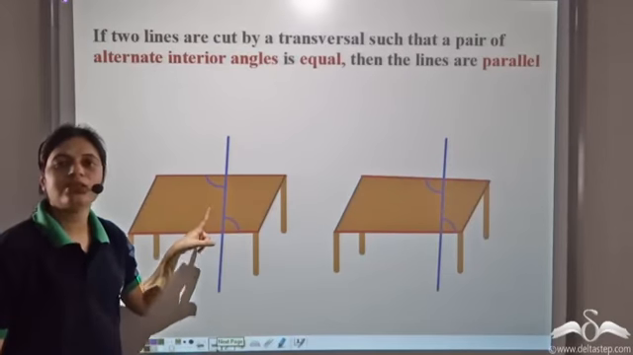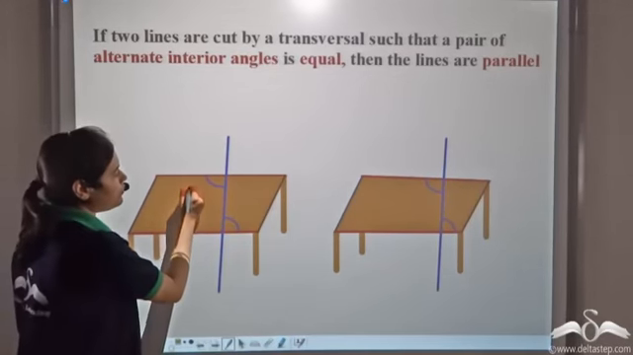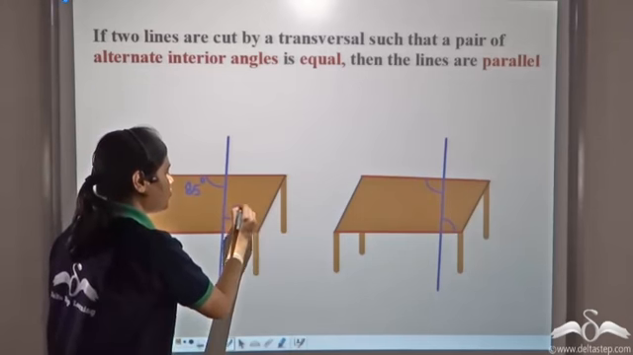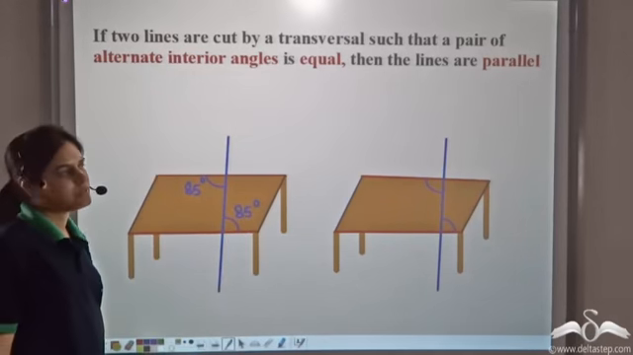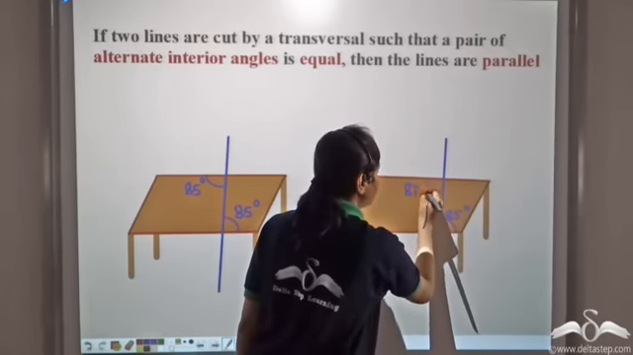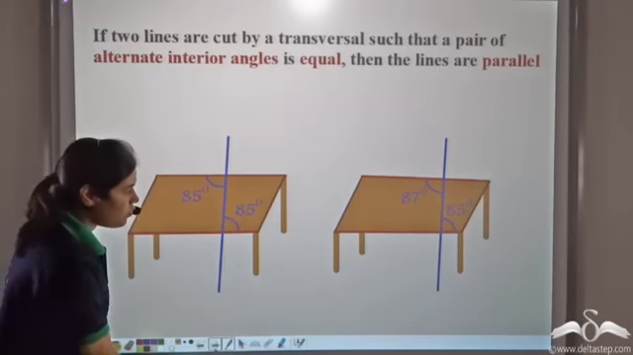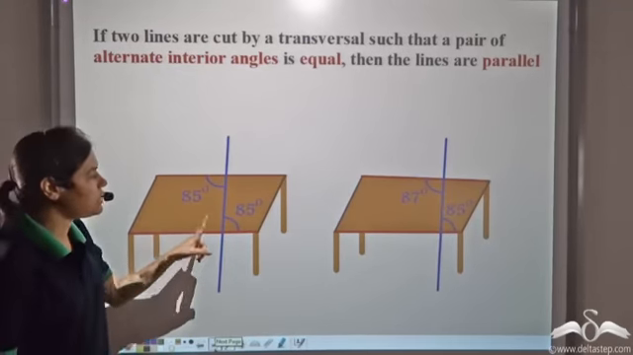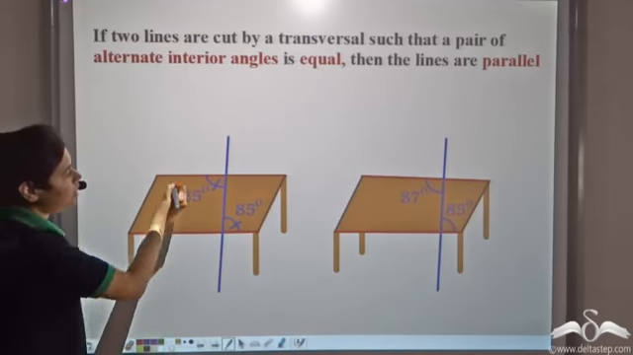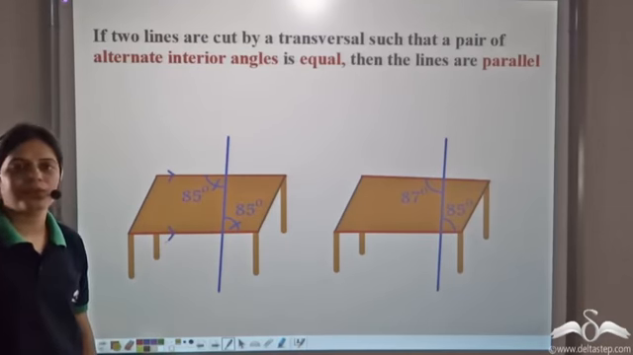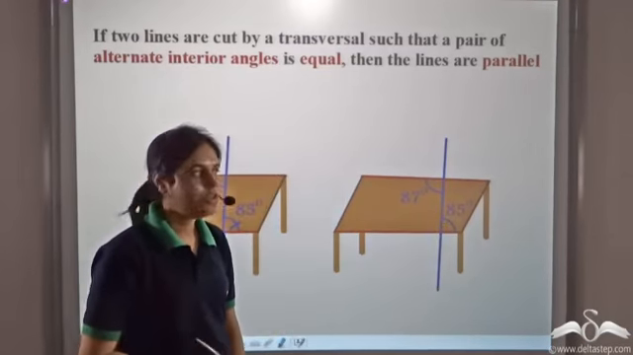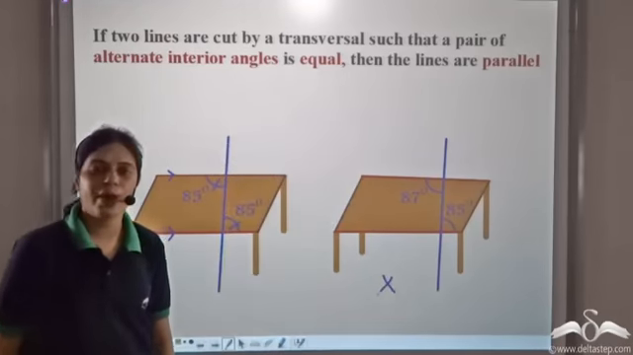Now, on measuring these with a protractor, it was found that this angle is equal to 85 degrees. This angle is equal to 85 degrees. This angle is 85 degrees, but this angle was 87 degrees. So this is what we have. So we can see that in this case, the alternate interior angles are equal. So we can say that these lines are parallel. In this case, the alternate interior angles are not equal. So these lines are not parallel.